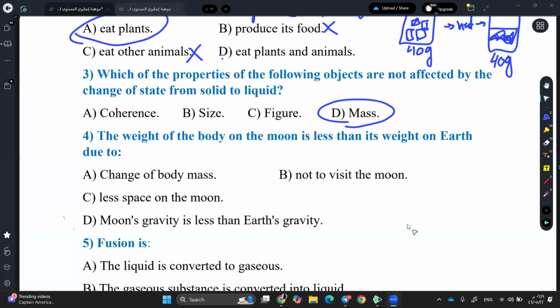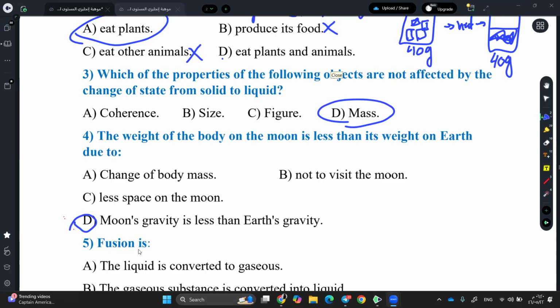Question 4. The weight of the body on the moon is less than its weight on Earth due to D, moon's gravity is less than Earth's gravity. Excellent. So here, moon's gravity is lower than Earth's gravity. Earth's gravity is higher than the moon's, so it will have a higher weight.